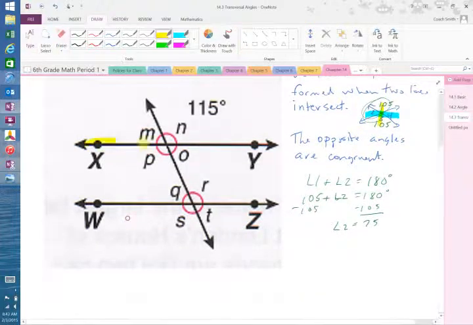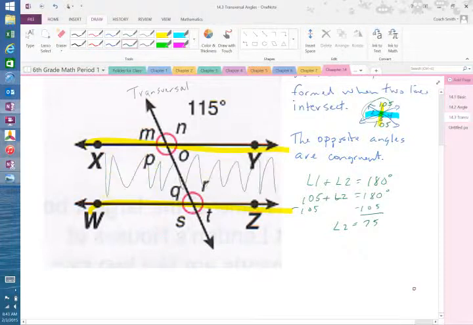Is this two lines right here? Yes. And they are intersected. This is what we call a transversal. Okay? Now, they're going to form a pair of alternate interior angles. Okay? Interior is in here. That's the interior. Okay? The inside the two lines. So, this forms alternate interior angles.